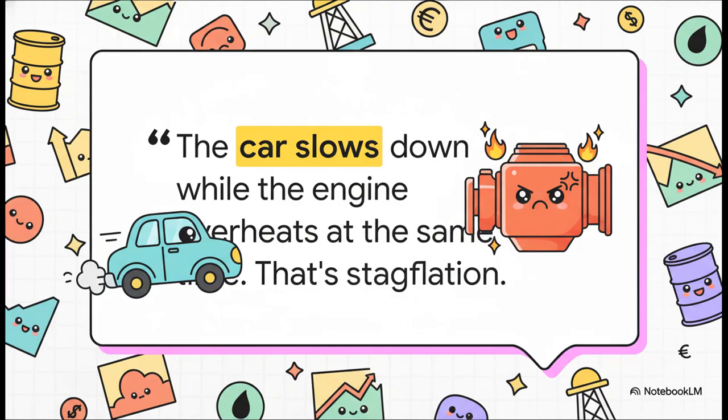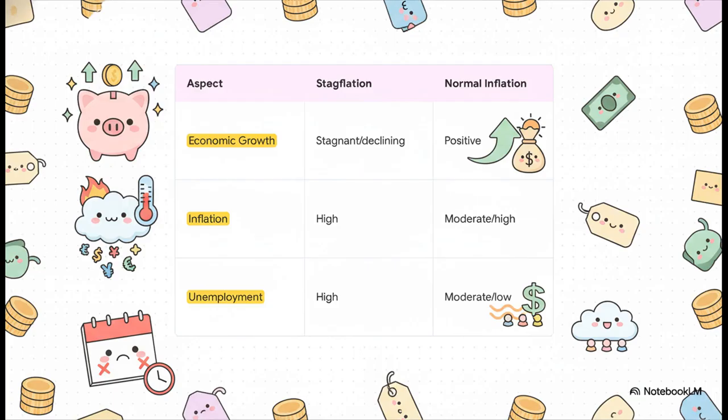This is such a brilliant way to think about it. The economy, the car, is slowing down, maybe even stalling out. But the engine, which represents prices, is overheating like crazy. This whole situation completely broke the brains of economists back in the 1970s because it went against the prevailing theories. Stagflation proved, in the worst way possible, that you can have high inflation and high unemployment at the very same time. And this table just lays it all out, crystal clear.